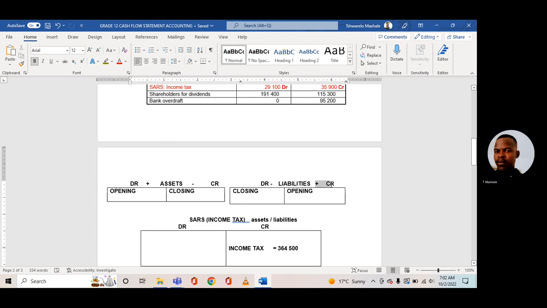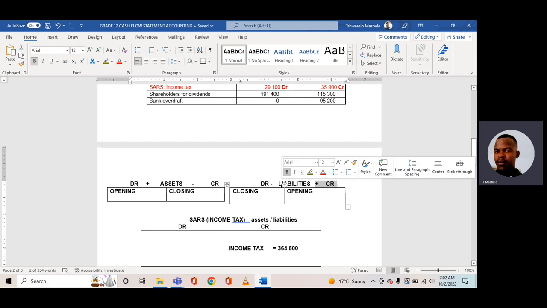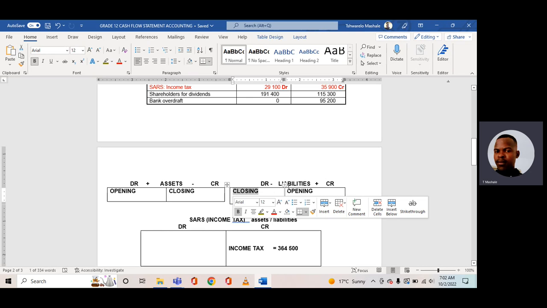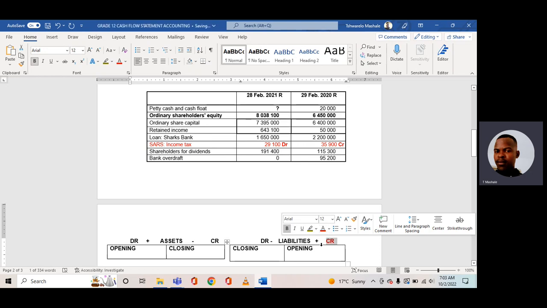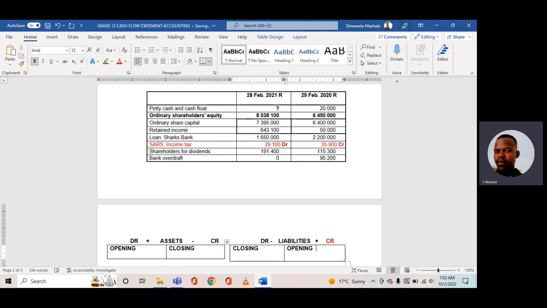Where I have a CR, I must have what? A plus. And therefore, where I have a DR, I must have what? A minus. If you check on these ledger accounts, where you have a minus, it must be a closing, and where you have a plus, it must be your opening. Therefore, with regards to this activity, we have an opening which is a CR. Therefore, our opening must be on the CR side. So we are going to write 35,900 as our CR.